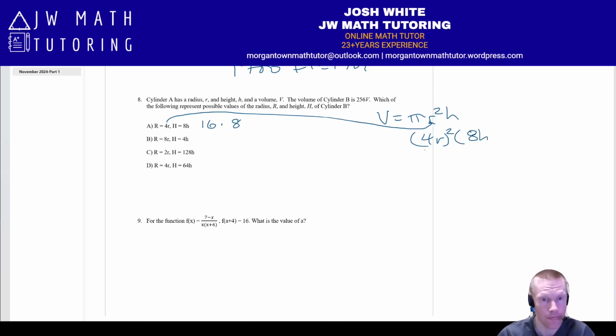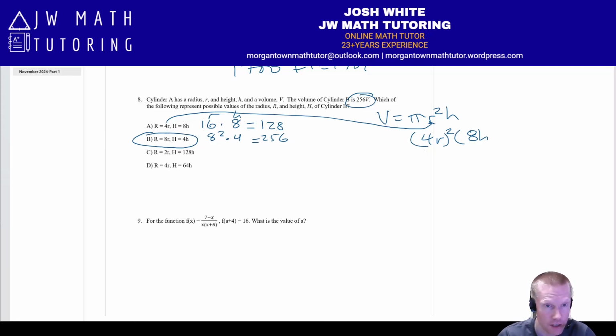So in other words, the total volume for B will end up being 16 times 8, or 128 times greater than A. And we're looking for 256. So that's really all we're doing. On the next one, you take 8 and you square it, and then the 4 doesn't get squared for the height. This is the radius, this is the height. So 64 times 4 becomes 256. This is going to be the correct answer.